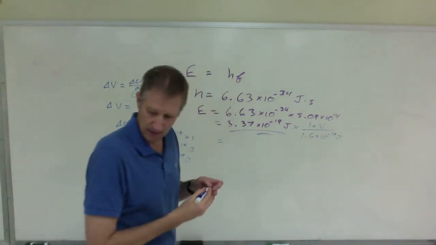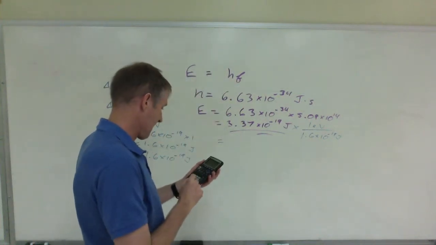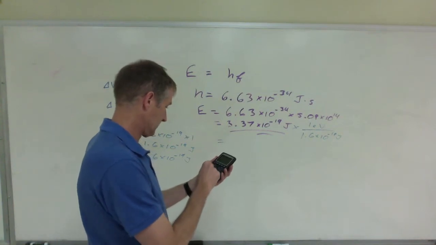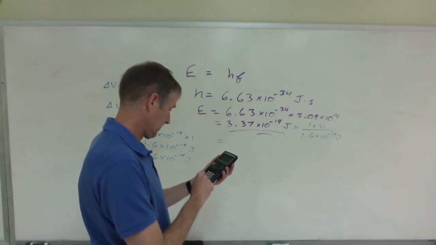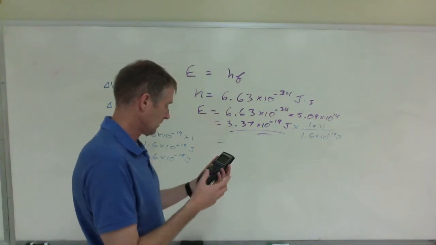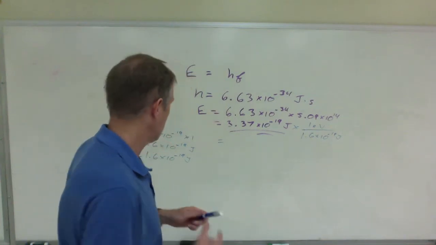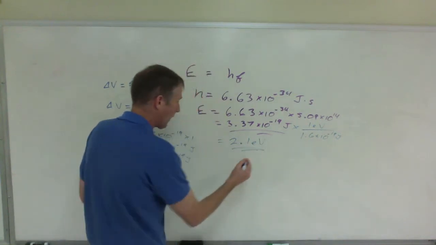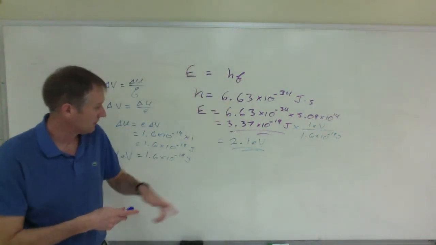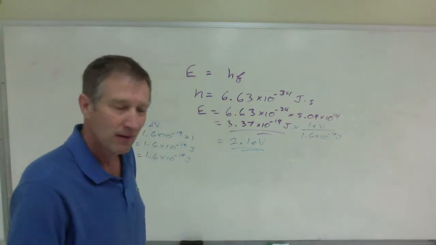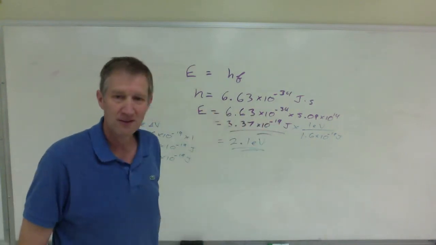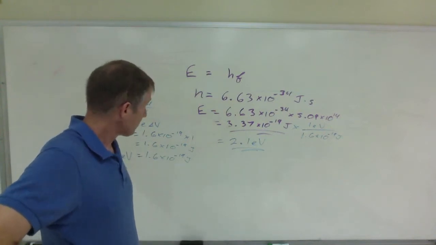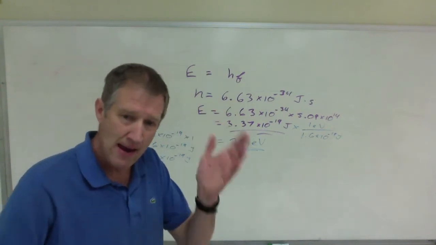Let's see what that comes out to be. I'm going to take that divided by 1.6 times 10 to the negative 19. It comes out to be 2.1 electron volts. You can see why we like electron volts. It's much nicer to just write down the number 2.1 than to write down all this stuff with all the exponents. But there's an easier way. Yay!